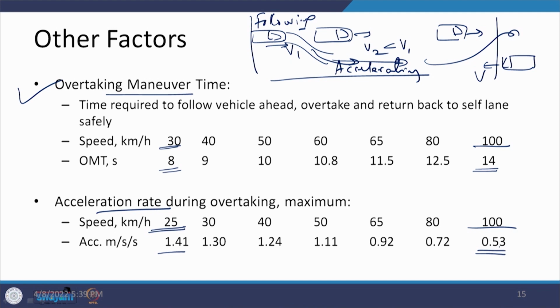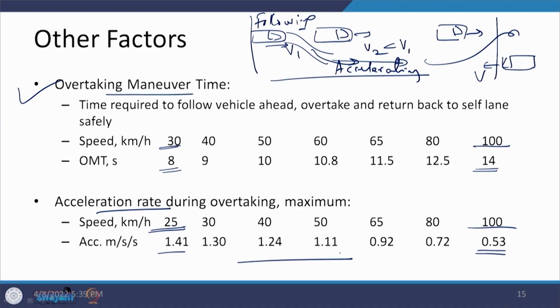So, at what particular speed you are trying to overtake, and how much acceleration you have been able to get, is again dependent on the speed, and this is another rate which can be utilized while talking about the overtaking time or overtaking distances.